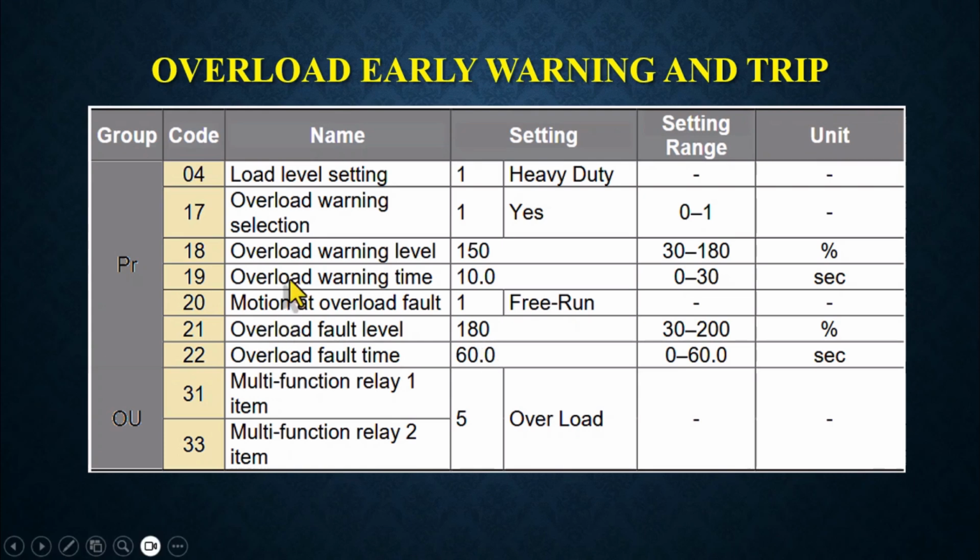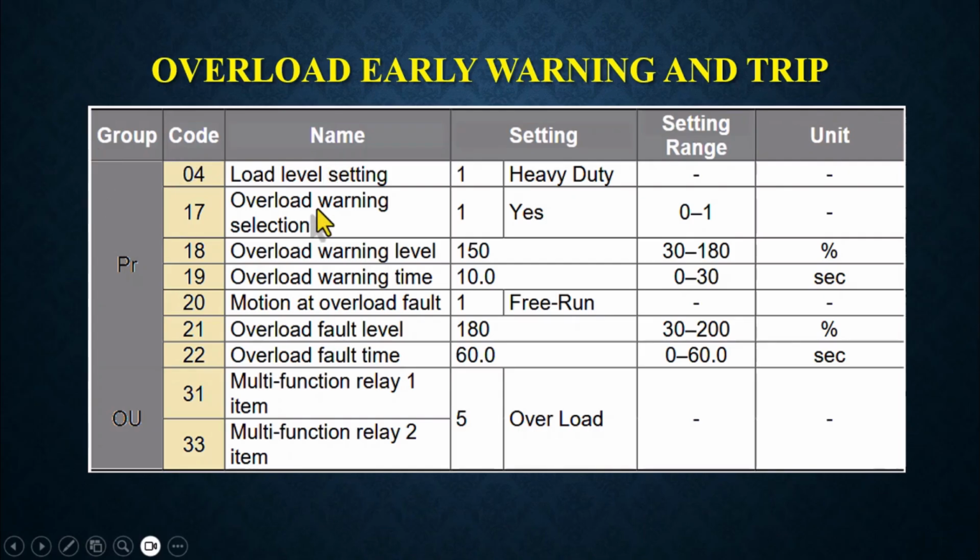If the inverter gives a warning, it doesn't cut off the output, just as the name suggests. It issues a warning for you, but if the inverter gives a fault or a trip, then it cuts off the output. So the difference between a warning and a fault or trip in a G100 inverter is this. A warning does not cut off the output and just gives you an alarm, but a trip completely cuts off the output. The first parameter you need to set in overload is this.